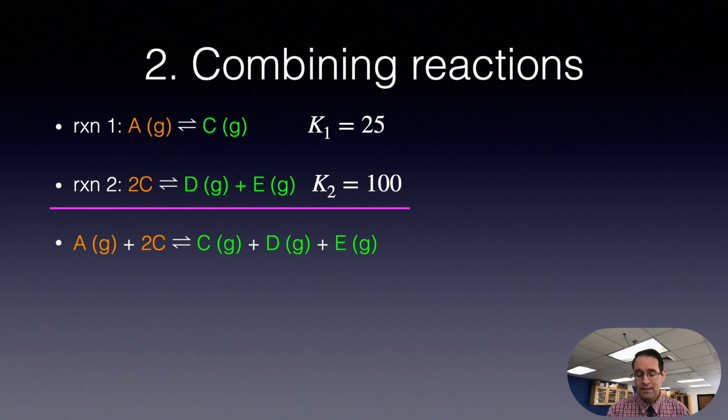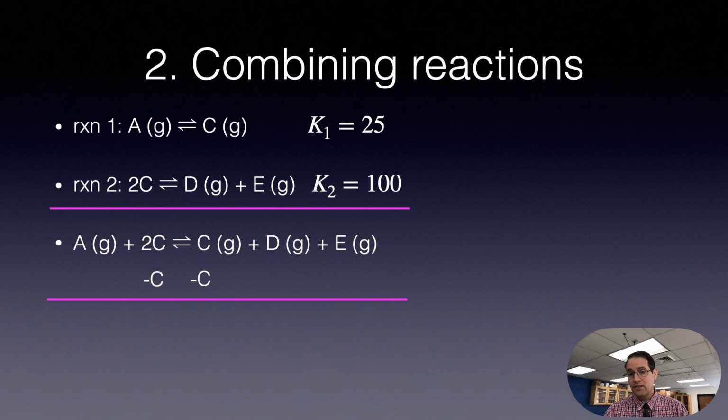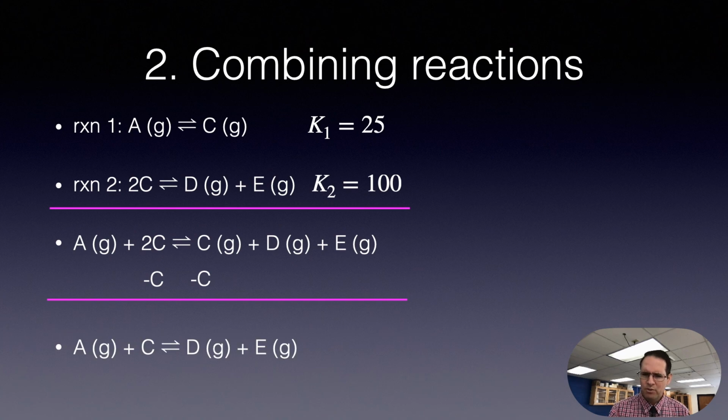Now, when you write a combined reaction, you always want to check for similar terms on either side of the chemical equilibrium. Here we can see that there is C written on the left and on the right, so we can subtract 1 C from both sides of the chemical equilibrium to simplify it a bit. And so the final, I forgot the state here on C, I'm sorry, but we have A gas plus C gas in equilibrium with D gas plus E gas.